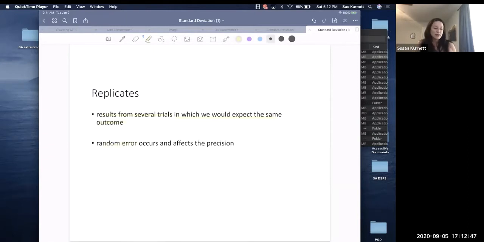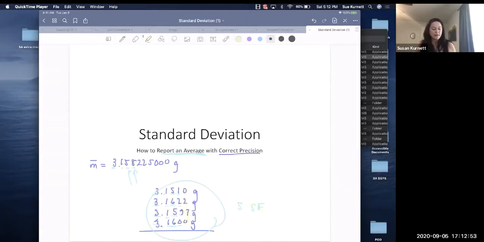Random error does occur, and it does affect the precision, which is why the measured value might have 5 sig figs, but the fact that things are starting to vary either in the 3rd or 4th digit tells us that the average will have different sig figs.